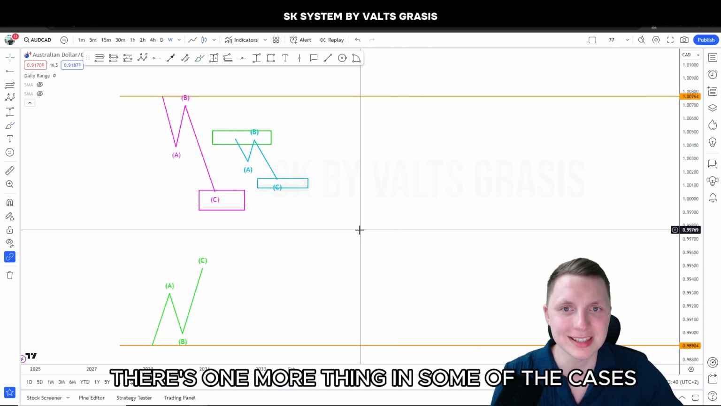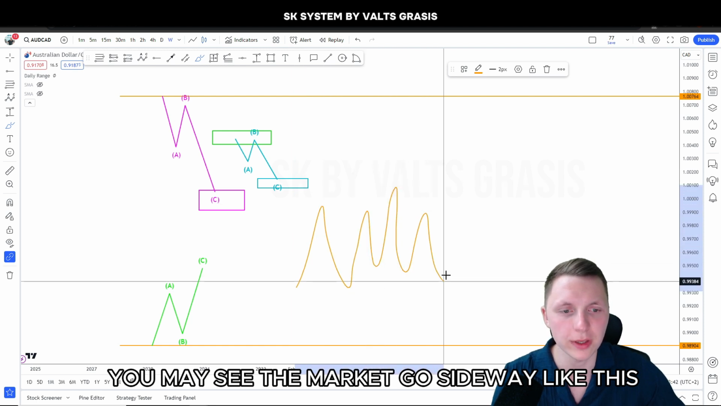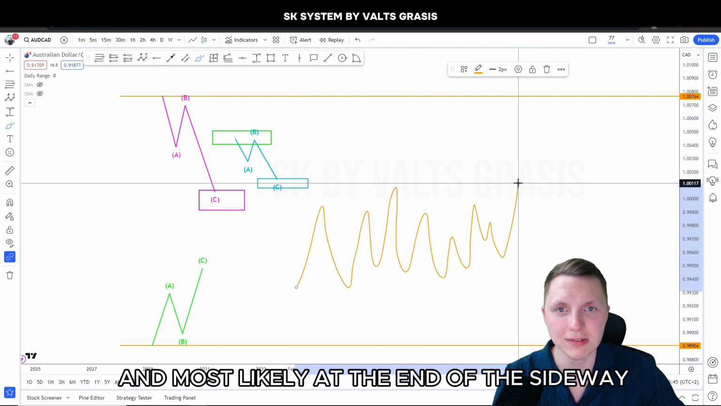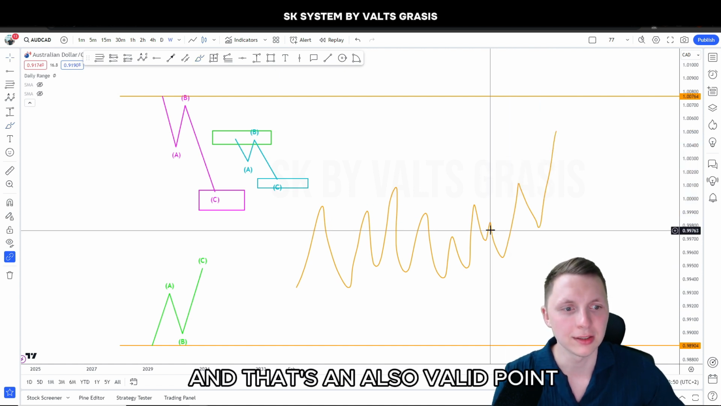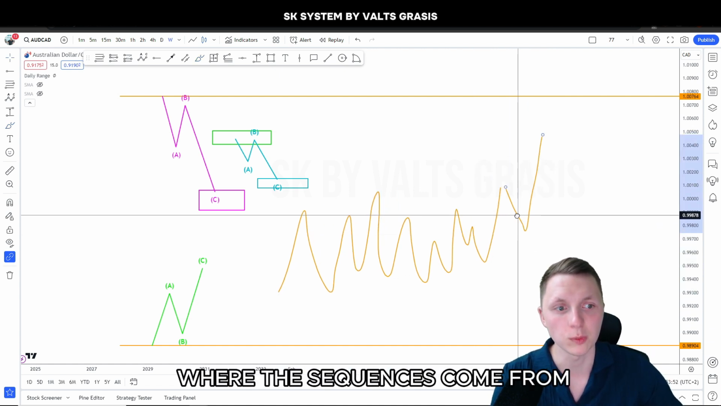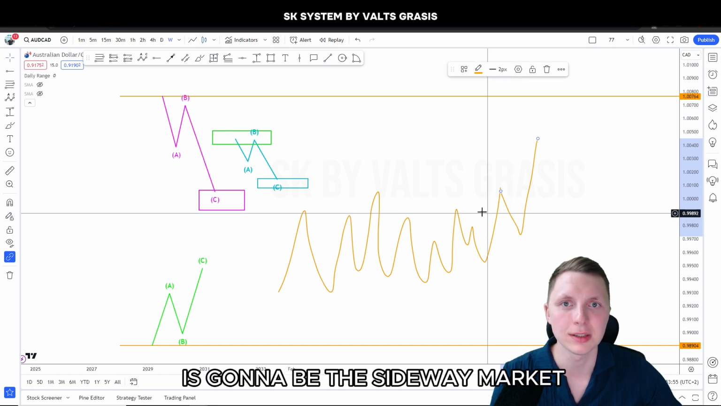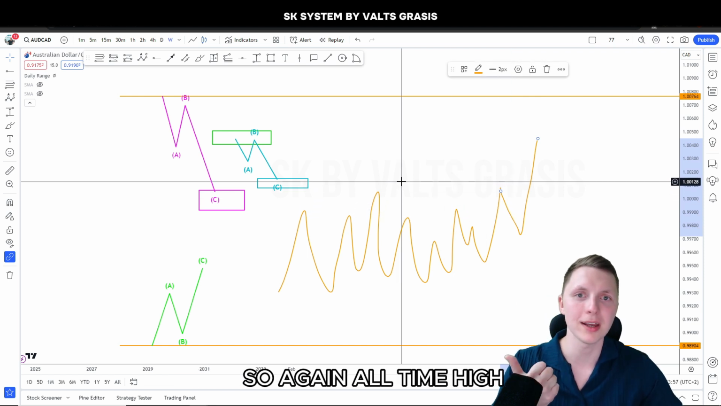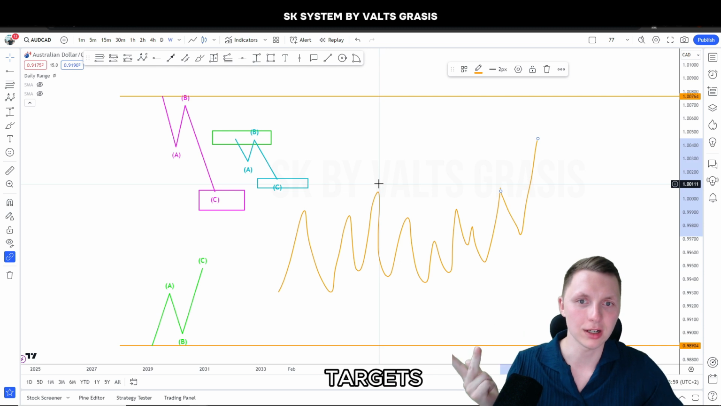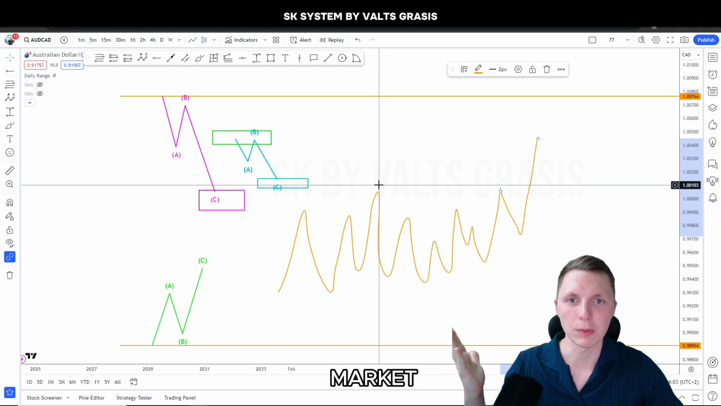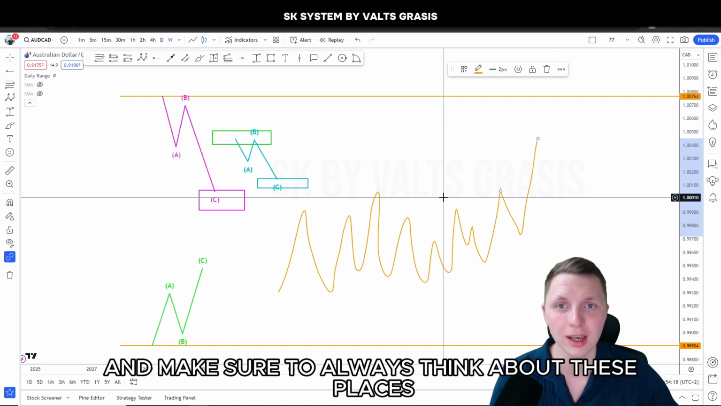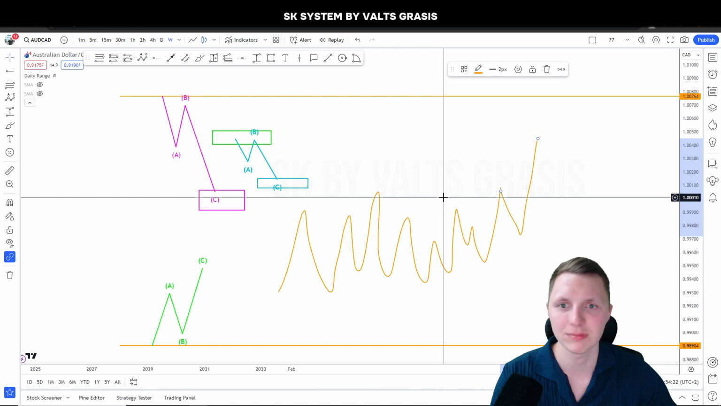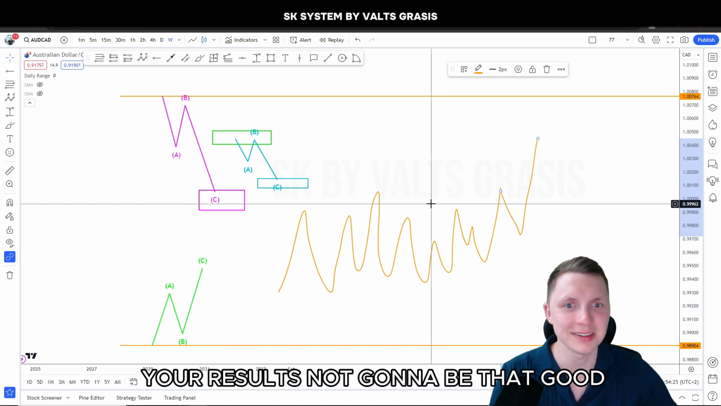There's one more thing. In some of the cases, you may see the market go sideways like this, and most likely at the end of this sideways, you're gonna see a sequence as well. And that's also a valid point where the sequences come from, the sideways market. So again, all-time high, all-time low, sequence targets, correction levels, sideways market. So these are the places where the sequences come from. And make sure to always think about these places. Otherwise, your results are not going to be that good.